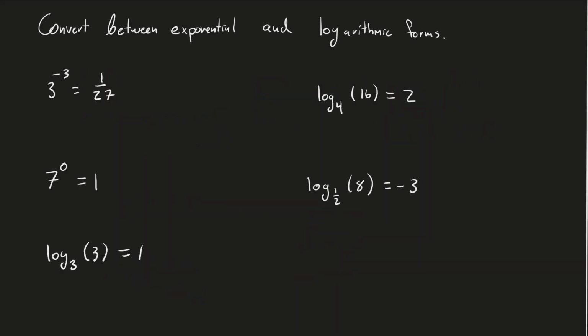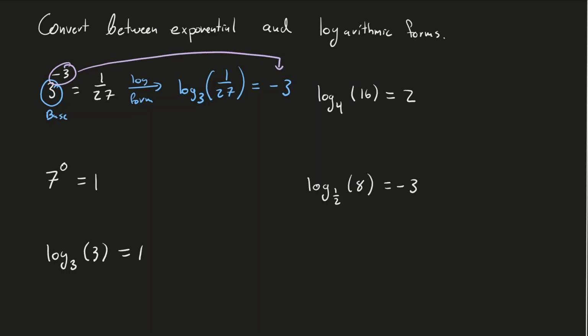So let's convert some more between exponential and logarithmic forms. So for example, this first one here. This is saying 3 to the negative third power is equal to 1 over 27, which is completely true. So converting to log form, this would be log base 3, the base is that, so that's our base, of 1 over 27 is equal to minus 3. So what this is telling us is that the logarithm itself is the exponent of our base that gives us the value on the right, or the value 1 over 27.